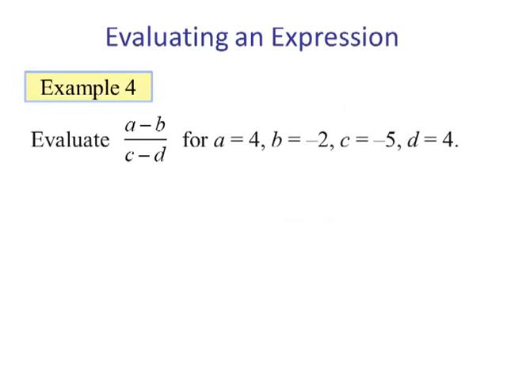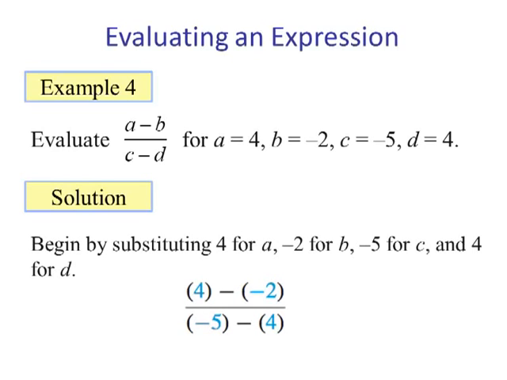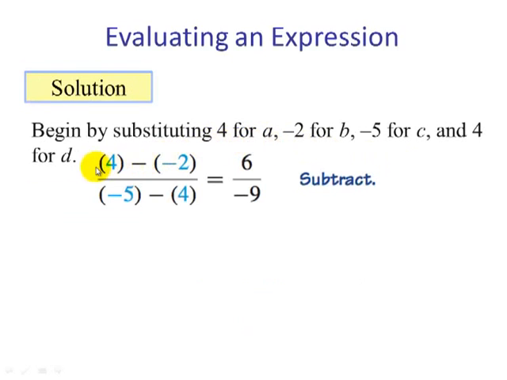Example 4. Evaluate the quantity a minus b divided by the quantity c minus d when a is 4, b is negative 2, c is negative 5, and d is 4. So the first thing that we do is substitute the numbers in for the variables. We have 4 minus negative 2, all being divided by negative 5 minus 4. So if we take 4 minus negative 2, that becomes a positive 6, because when you're subtracting a negative number, you add. And negative 5 minus 4 is negative 9.